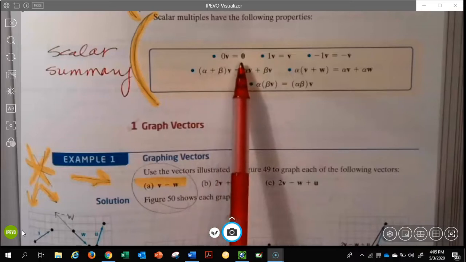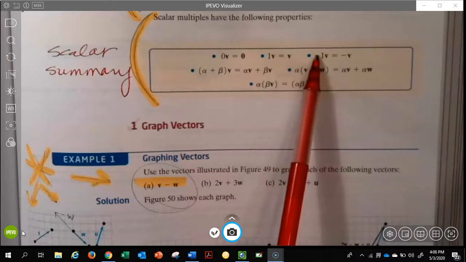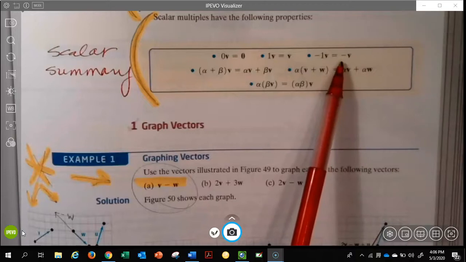0 times a vector, well, guess what? It's 0. 1 times a vector, guess what? It's just the vector. -1 times the vector. Do y'all see that this is like no big deal? Hey, I've done this before.